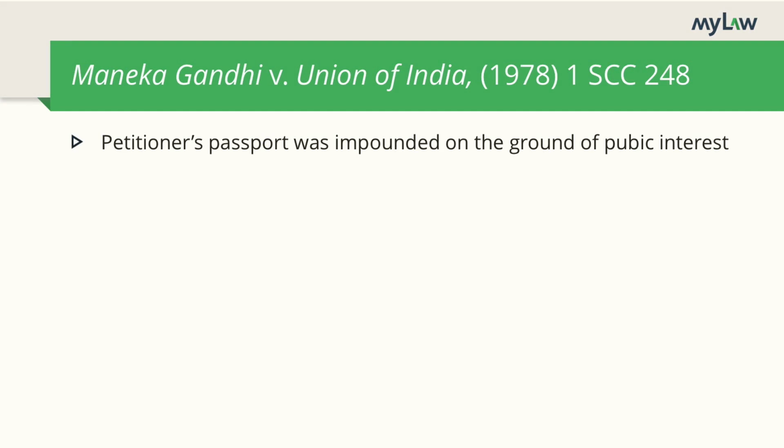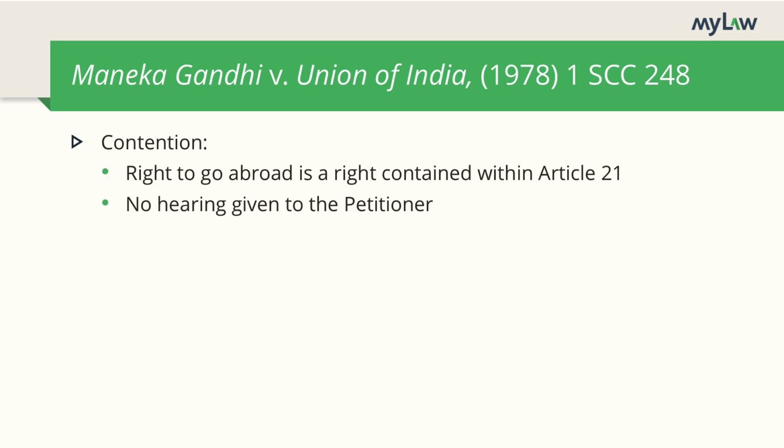In Menka Gandhi versus Union of India, the petitioner's passport was impounded by the Union of India in public interest. The petitioner was a journalist. This was challenged by the petitioner in the Supreme Court. The contention of the petitioner was that the right to go abroad is a facet of personal liberty under Article 21. Further, the passport had been impounded soon after its issue without giving a hearing to the petitioner. The government claimed that the passport had been impounded to ensure the petitioner's appearance before an ongoing commission of inquiry.